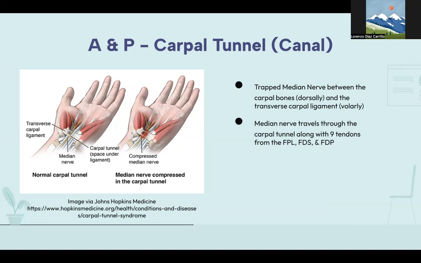You'll see it written both ways in literature, but it's a tiny little space, kind of like a highway, where these structures are running right through. When you have inflammation or these tendons are being aggravated, the inflammation can squish that nerve, already with the limited space that it has because of the TCL and the carpal bones.